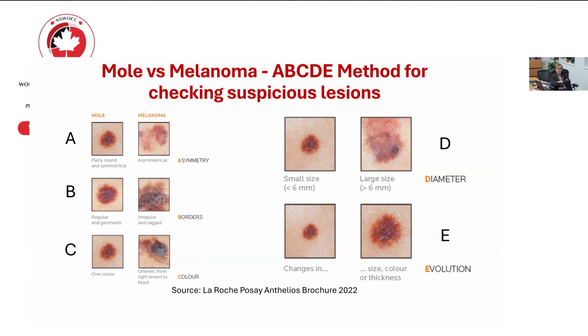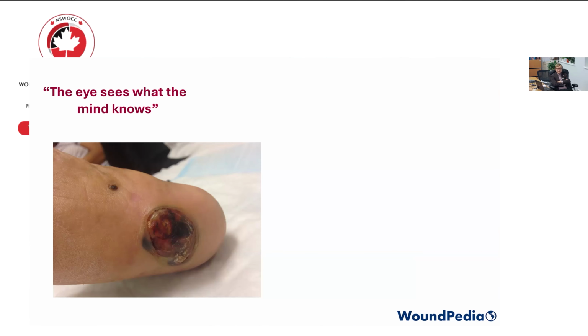Next slide. What do you think this is? The eye sees what the mind knows. This is, if you like, a heel ulcer, secondary to pressure. What do you think, or what's wrong with this picture? Maybe you can put something in the chat and see what you think is going on here.